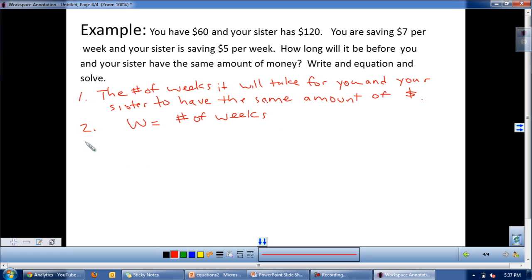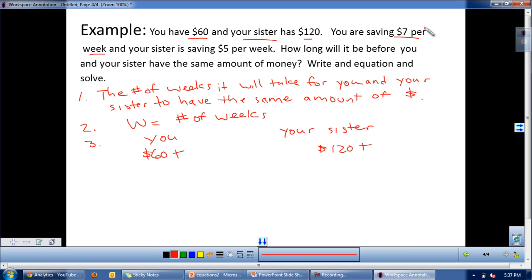All right. Third step is to identify keywords and key phrases. Here, since we're talking about two different people, I'm going to do two columns: you, your sister. You have $60, so that's how much we start with. Your sister has $120. If we're saving, that means we are adding money to our balance. So that means we're going to add. Say you're saving $7 per week.